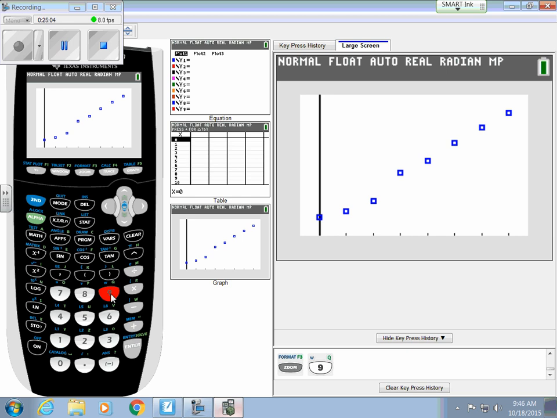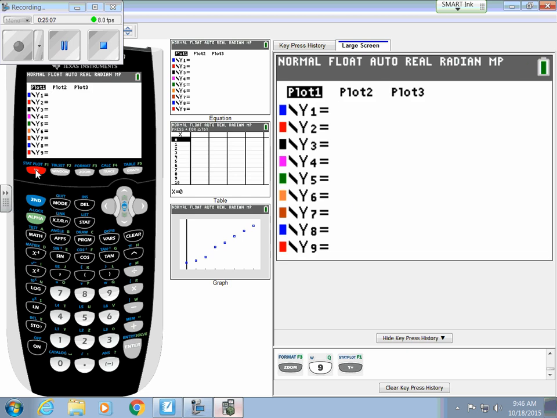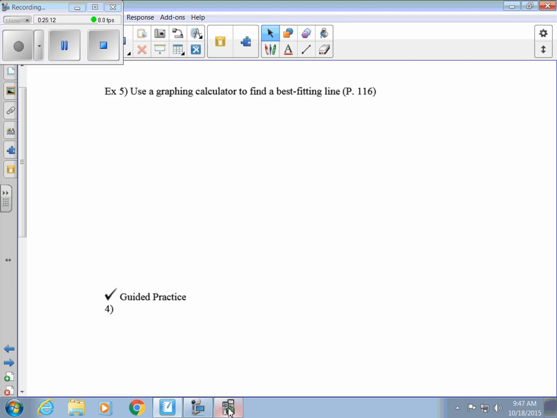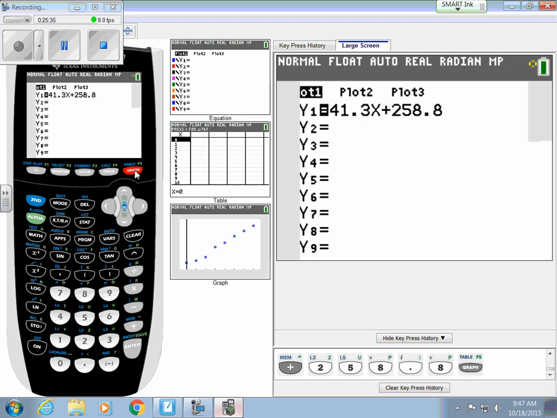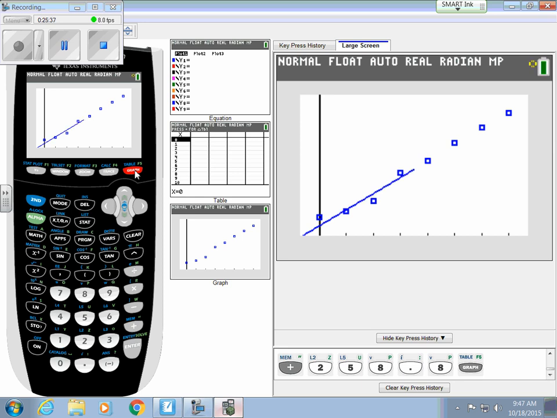And so now we can type in the equation, which we said was y equals, and if we pull this up here, we put in 41.3x plus 258.8. I forgot what the other one was, but we'll use ours. I think that's what it was. And then if we graph that, it'll put that line right through those. And so it is pretty close.